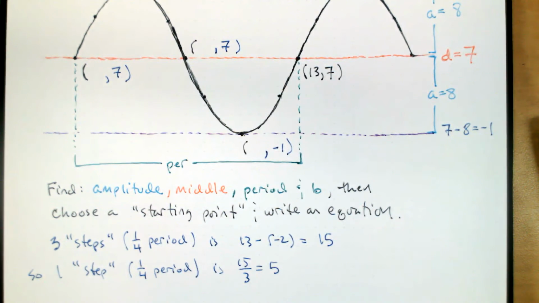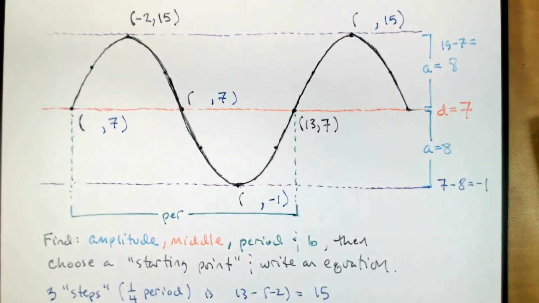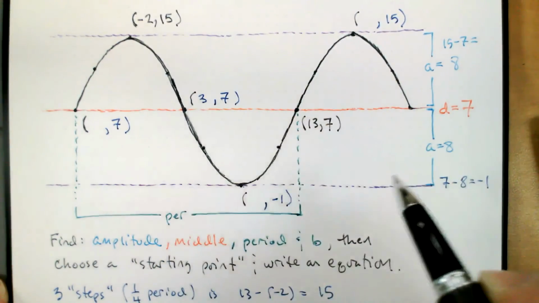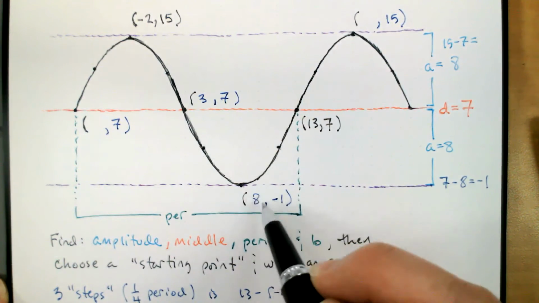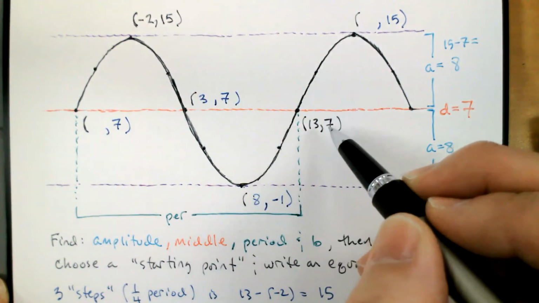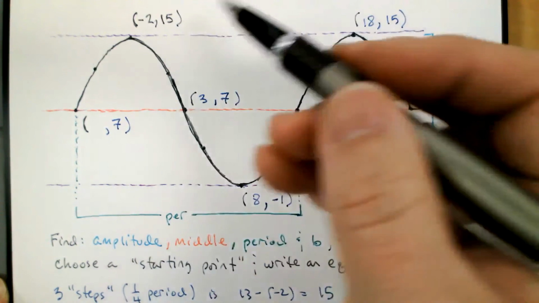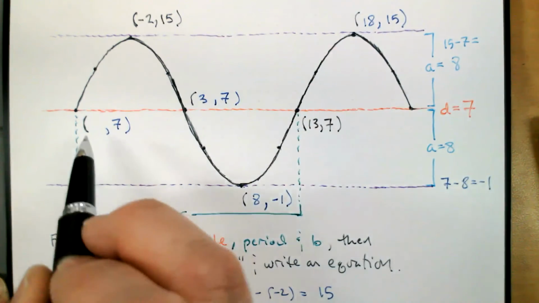So now we know how big the horizontal steps are between each of the named points. Top to the middle going down, that's going to be 5. So -2 plus 5 is going to put us at 3. 3 plus 5 will put us at 8. 8 plus 5 is 13, so this seems to be working. 13 plus 5 is 18. And if I go backwards, -2 minus 5 is -7.